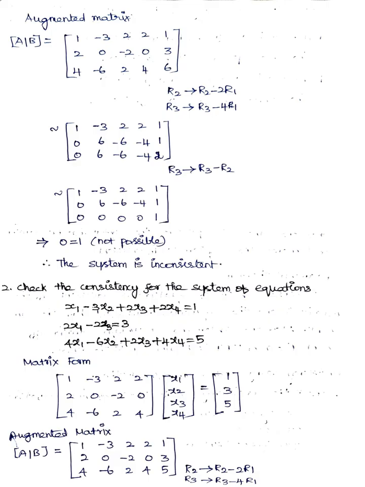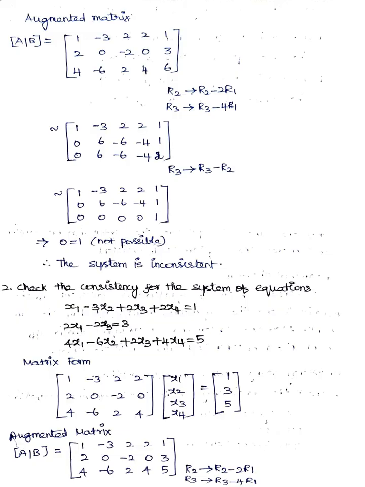Now the augmented matrix is 1, minus 3, 2, 2, 1. Likewise, 2, 0, minus 2, 0, 3, and 4, minus 6, 2, 4, and 6. Now we have to make the second and third elements of the first column 0 by using R1. Likewise, R2 can be written as R2 minus 2R1, and R3 can be written as R3 minus 4R1.